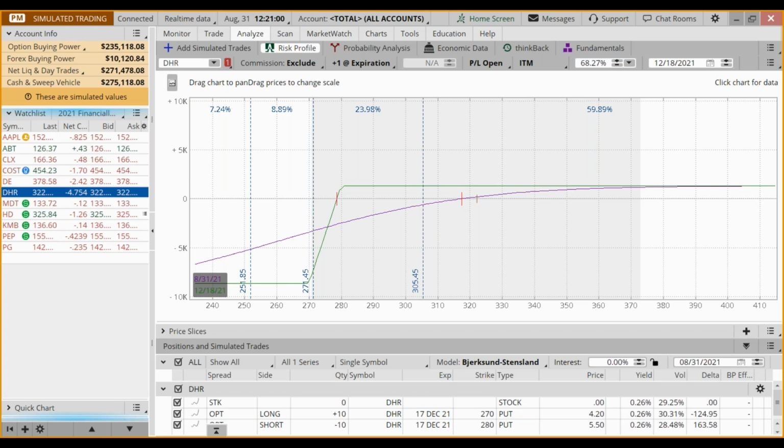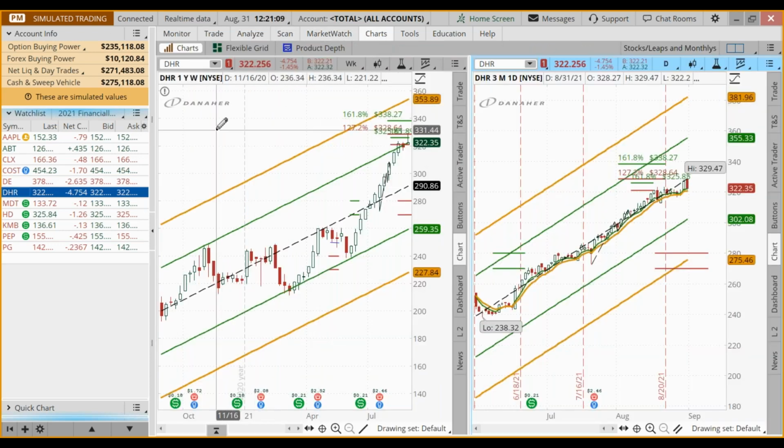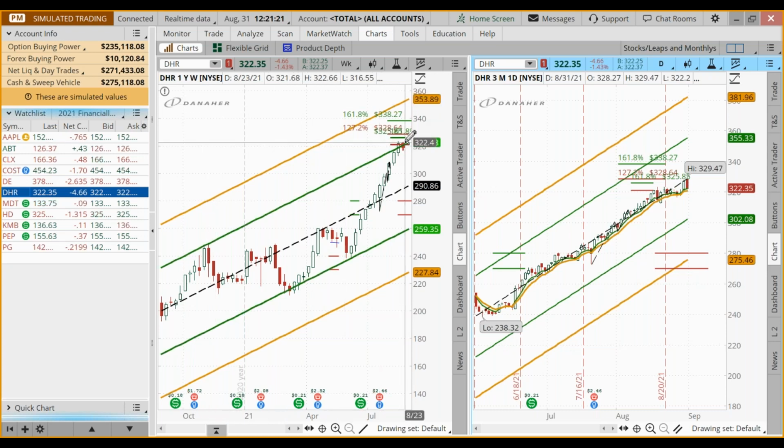Steve, question, comment? Yes, can we go back to the Danaher chart? Sure. The one thing that would lead me to think it might be time to consider getting out, look at the 1-year weekly chart. It's at the +1. Now, the last time it was at the +1 was back in October, and it took a dip down. So tell me if I'm wrong in looking at it that way.